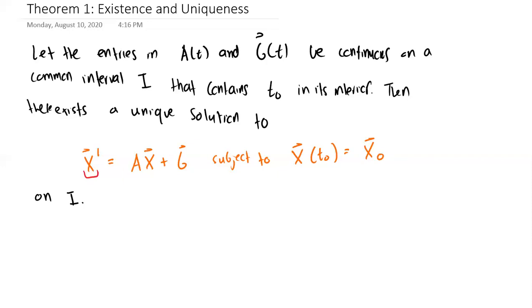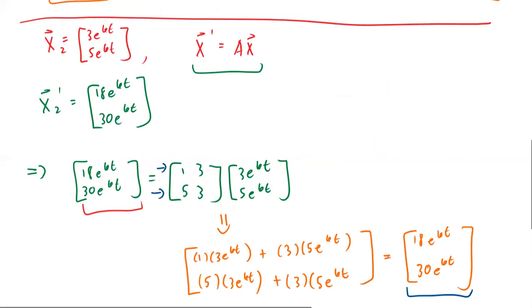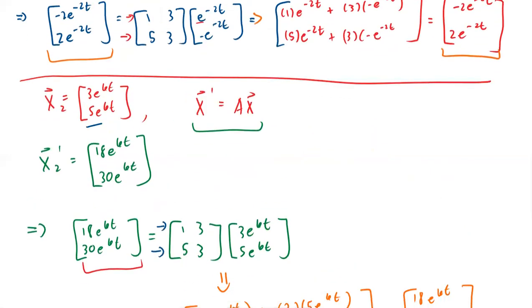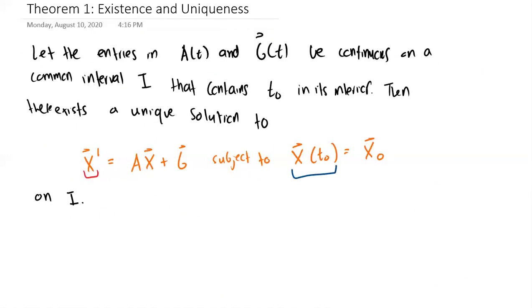And now, when it says something like x of t naught, it just means each entry is a function, just like we saw in the previous example. Our x2, for example, was this. So what's x of t naught? Just replace the t's with t naught. So if t naught is 5, replace the t's with 5s, right? That's all that means. So the exact same theorem as before, just the things that you have to check change a little bit.